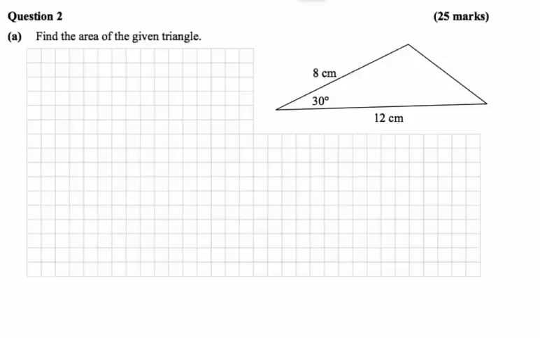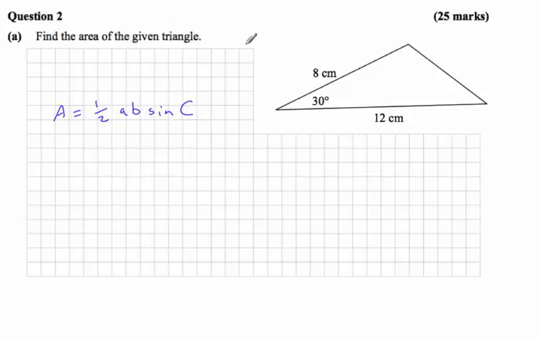So this is the 2016 Leaving Cert Ordinary Level Paper 2, and we're looking at question number 2. Part A says, find the area of the given triangle. Well, we have a number of formulas for the area of a triangle, but one of them, which is in your tables book, is as follows: a half ab sine of the angle C.